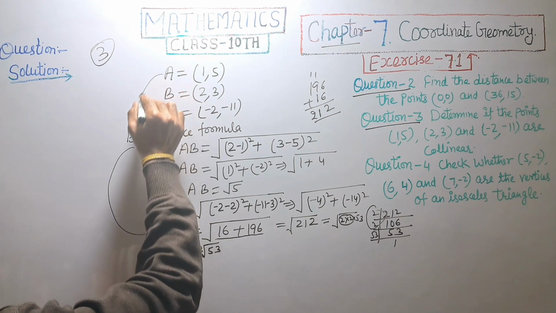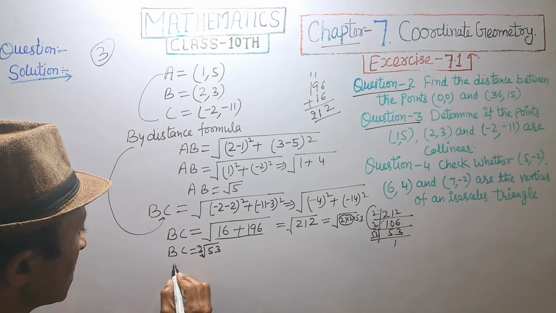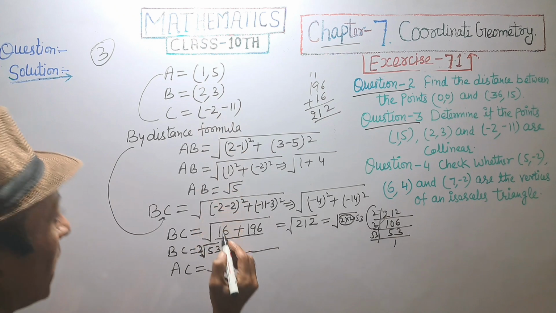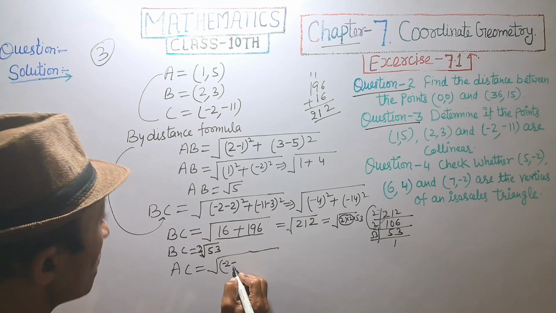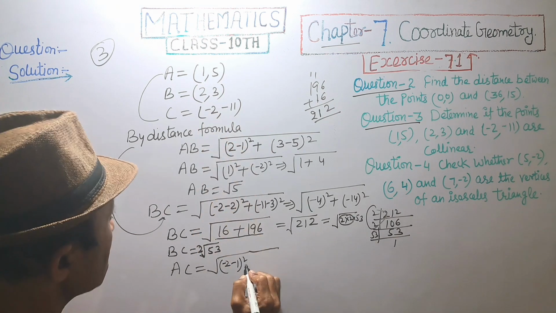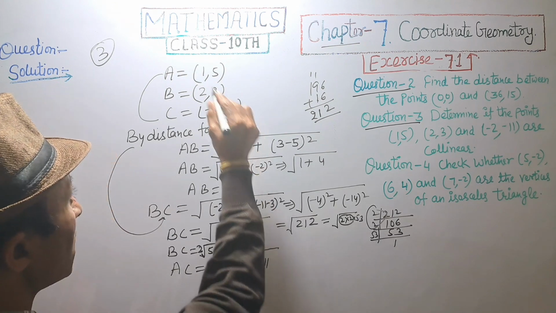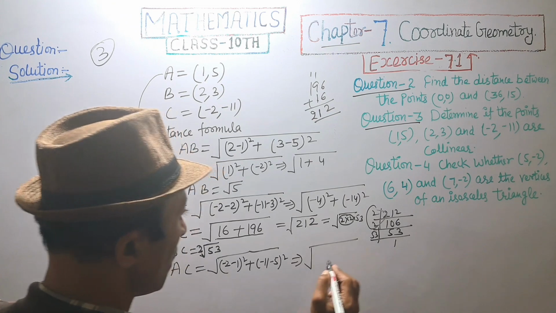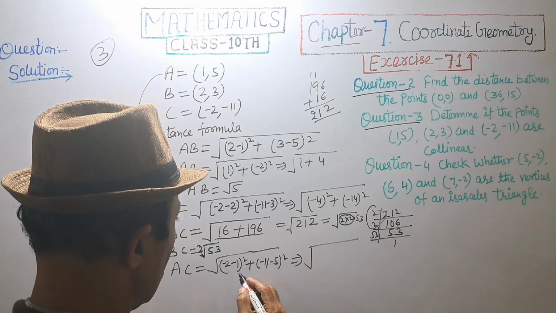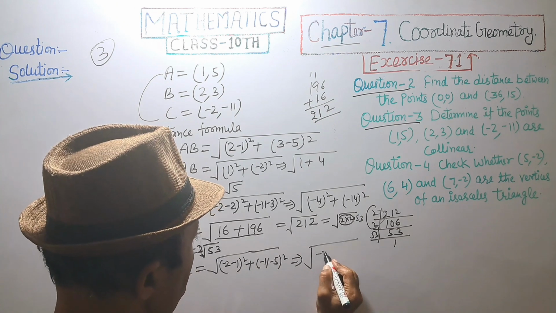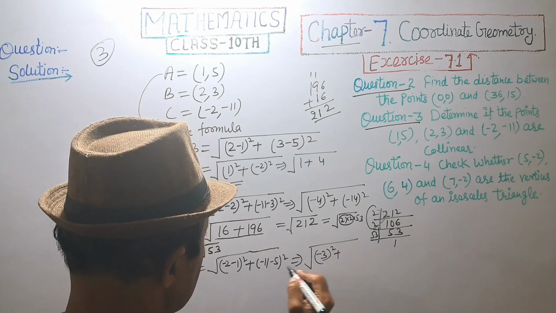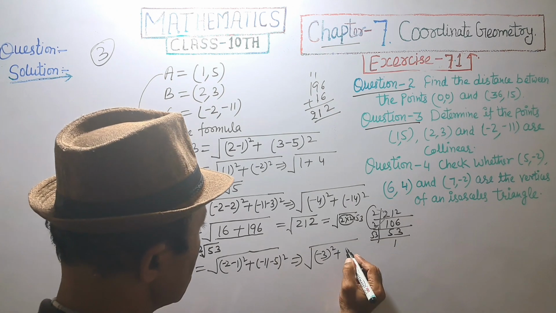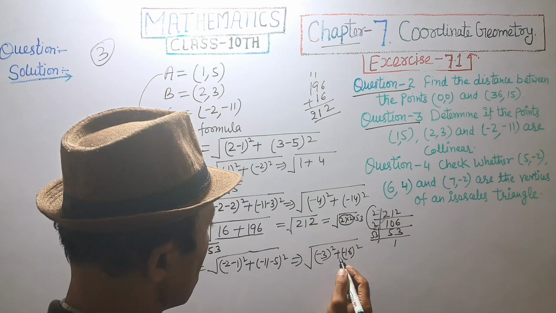And by the distance formula, AC is equal to the square root of (-2 minus 1) square plus (-11 minus 5) square. This implies under root of (-3) square plus (-16) square.